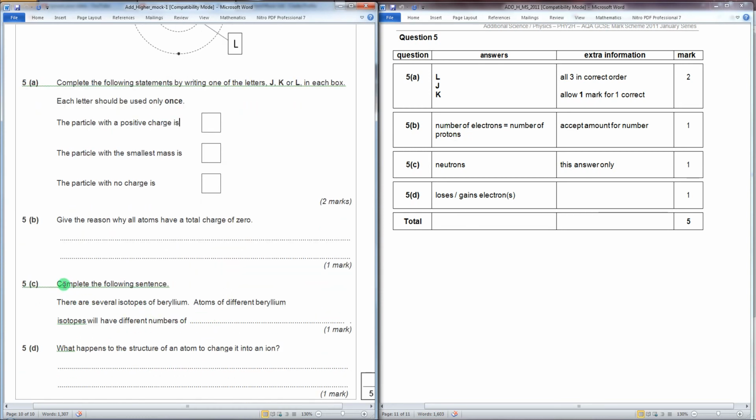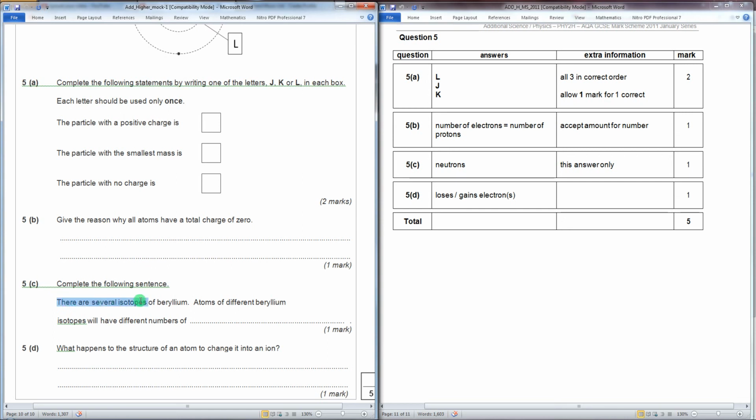Now, 5C was very easy if you looked at the previous question in question 4, because question 4 asked you what's the name of things with different atoms with different numbers of neutrons, and the answer was isotope, and here it's asking the same question in reverse. Now, they're unlikely to do that in the real paper. That's happened here because I've put this paper together from several different exam papers, but you never know, so look out for these things, okay?